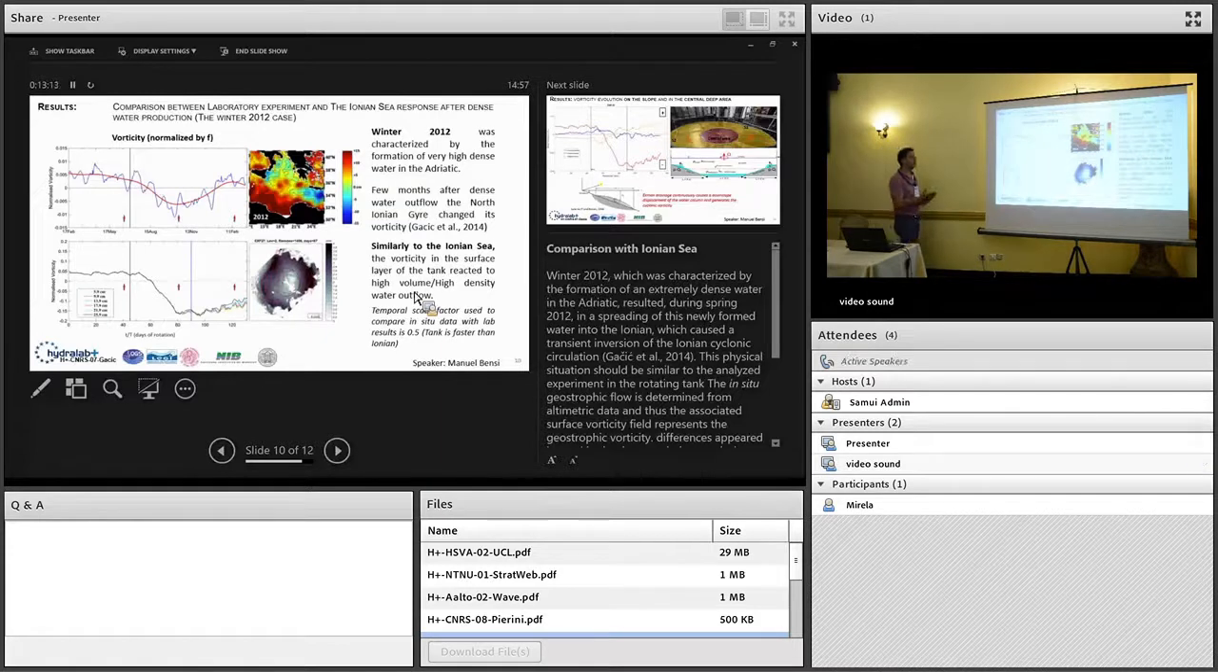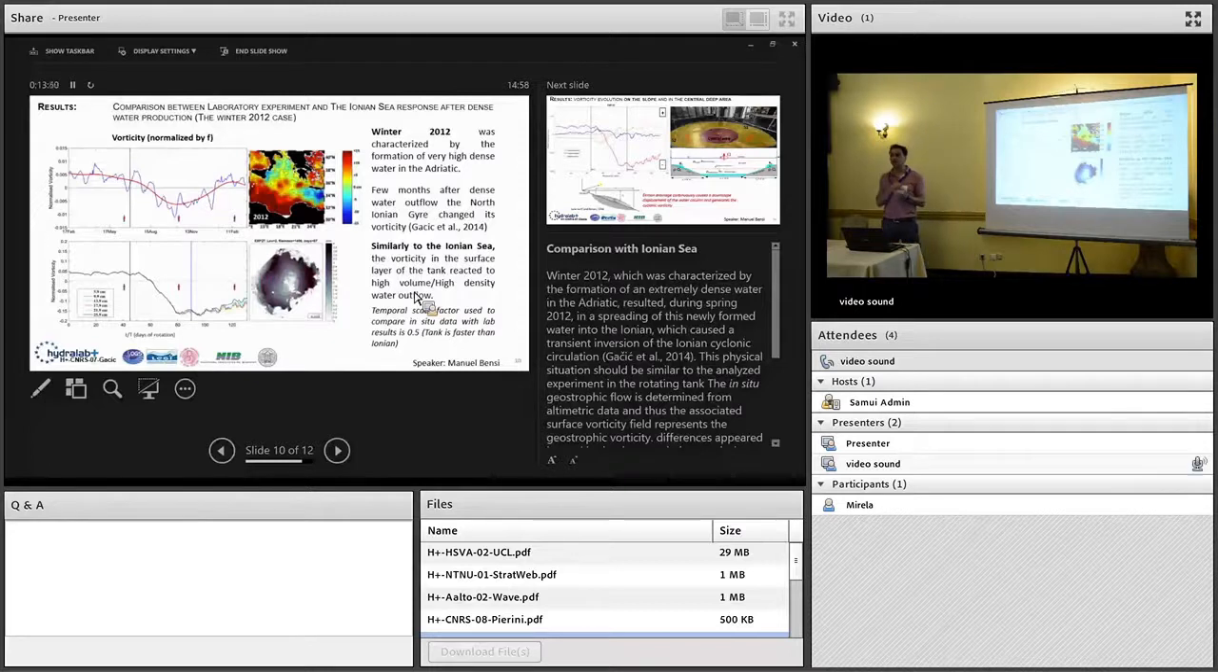So the second step was to compare our results, where we saw that we actually got a change of vorticity in the tank, with what happened in the Ionian Sea, where we know that it is happening according to periodical changes in the circulation. And we used the data collected in winter 2012. That was a specific year in which the Adriatic Sea produced a very large amount of very dense water due to a particular and very extreme harsh winter.